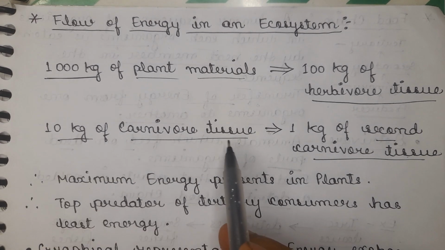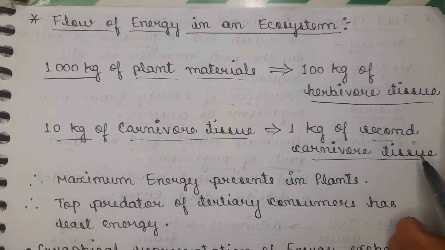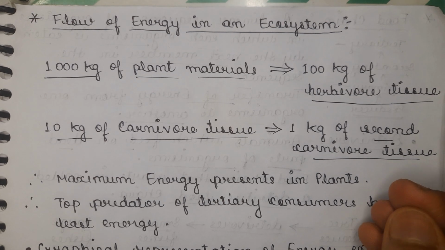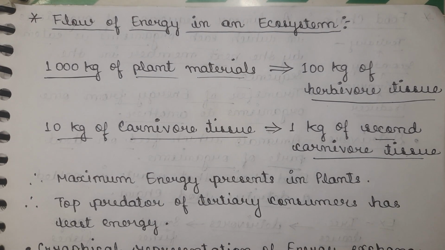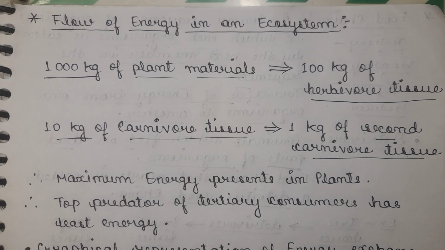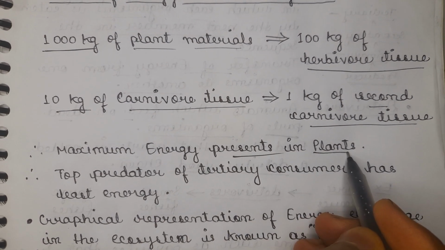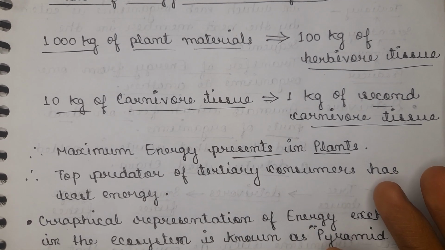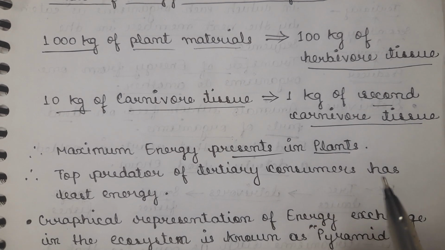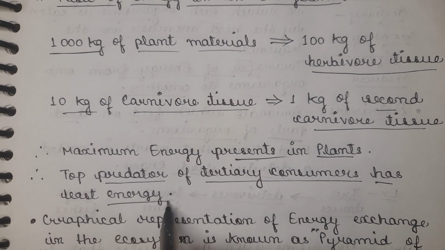In the case of carnivorous tissue, we are able to see here that 10 kg of carnivorous tissue is converted to 1 kg of second carnivorous tissue. That means the energy level of this carnivorous tissue is very much less as compared to the plant tissues. So we can conclude that the maximum energy is present in the plants, followed by the herbivores, then the carnivores. Hence we can also say that the top predators, the tertiary consumers, have the least amount of energy.